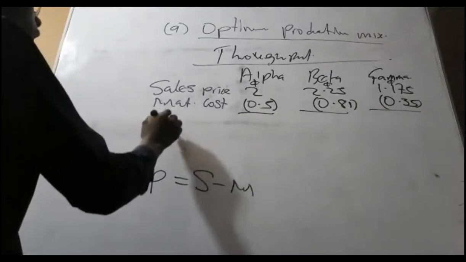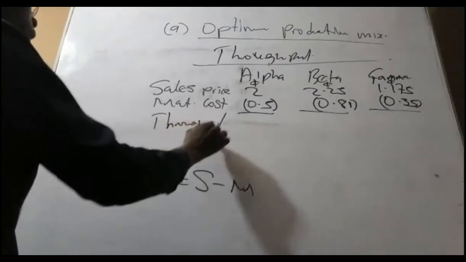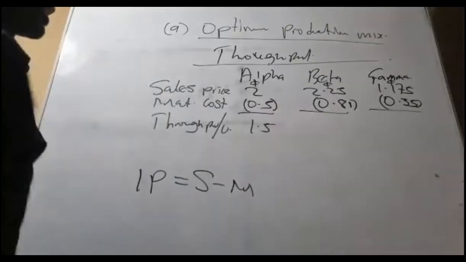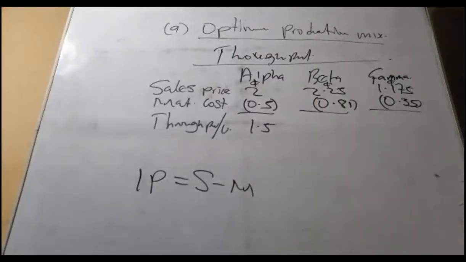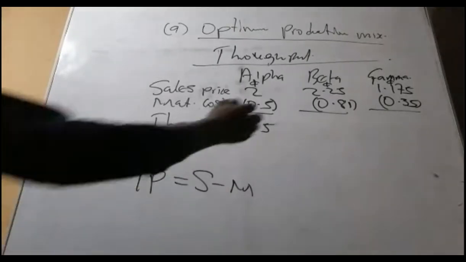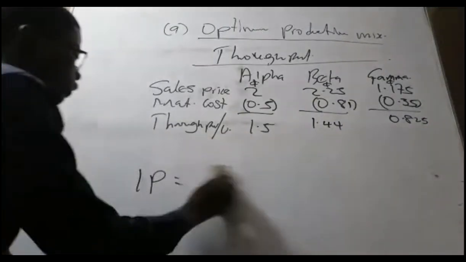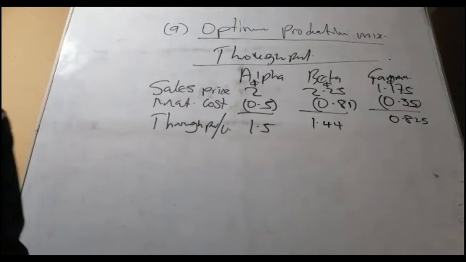So throughput per unit. This one gives us 1.5. This one gives us 1.45, right? So this one gives us 1.44, 0.825. Then this is step 2. Step 3, we need a throughput per limiting factor.